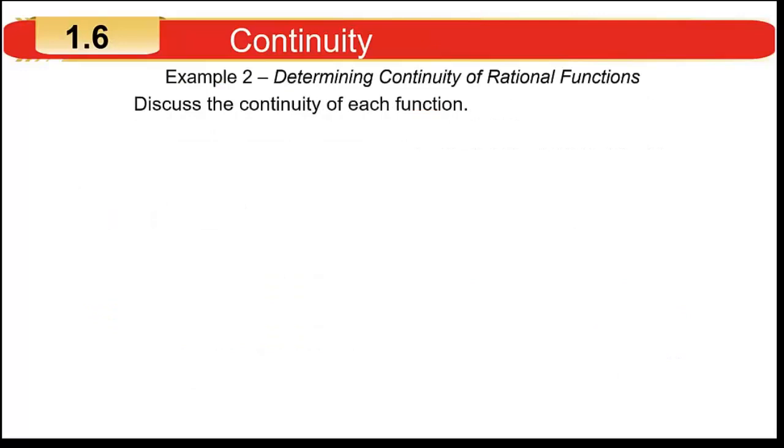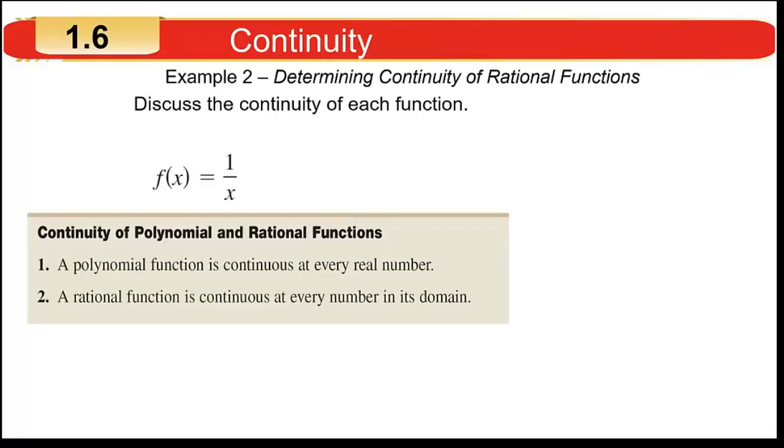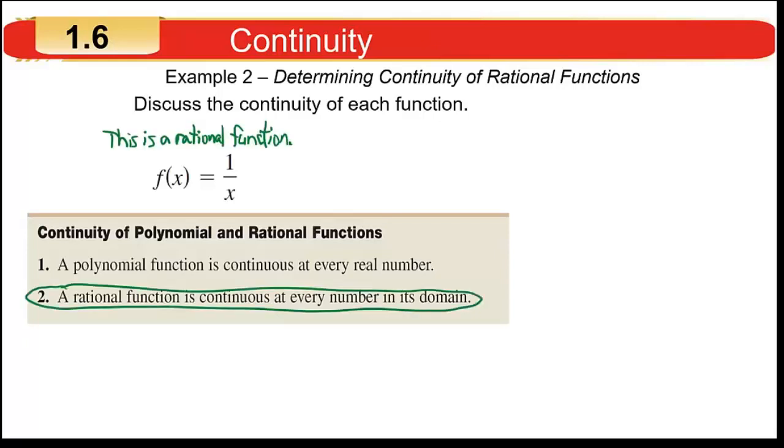Look at these examples. Discuss the continuity of these functions. Well, now this is not a polynomial anymore. This is a simple rational function. In fact, this is the simplest rational function, just 1 over x. Going back to our conditions for continuity of a polynomial and rational function, this is a rational function, so we know that the rational function is going to be continuous at every number in its domain.